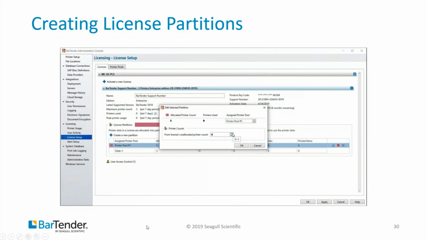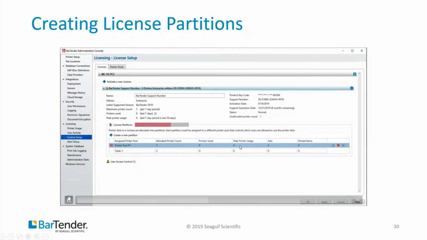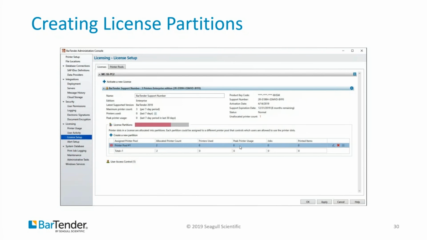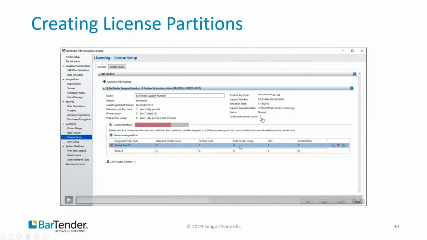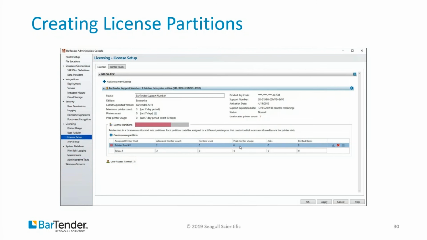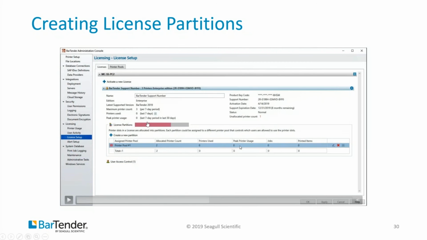So we'll continue on. I'm going to select how many printers I want allocated to this partition. Now we notice where it says unallocated printer count, I have 1 available. This partition has 2 assigned to it. So that means I can do whatever I need to do with just 1. And these numbers are all just for explanation reasons. As you scale up, it works in the same way. We'll also notice that they're color coded.